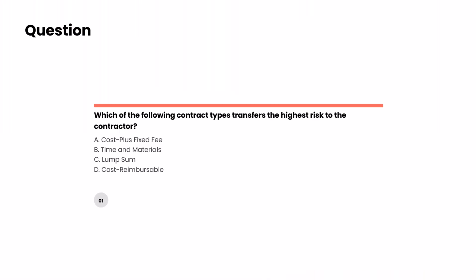Now here is the first question, which says: which of the following contract types transfers the highest risk to the contractor? Once I read this question, there are a few things I need to look at. This is looking at the contract type and the highest risk to the contractor. That's what we need to focus on. Now we have 4 choices: cost plus fixed fee, time and material, lump sum, and cost reimbursable. What I would do is go by elimination.